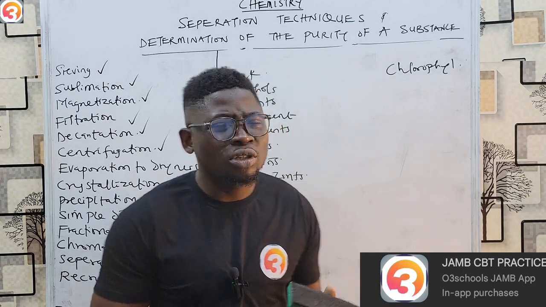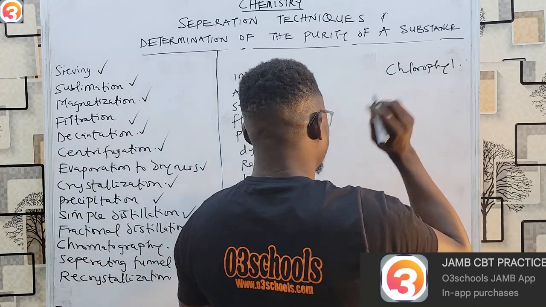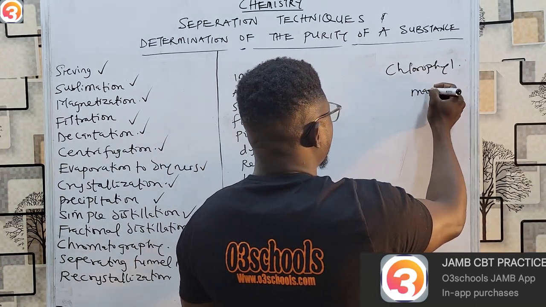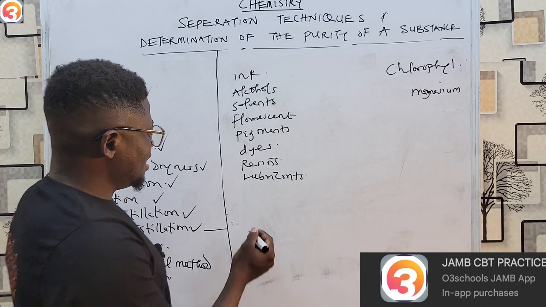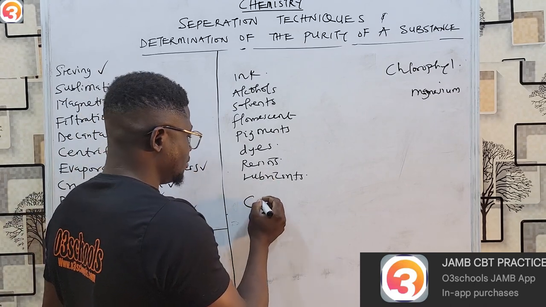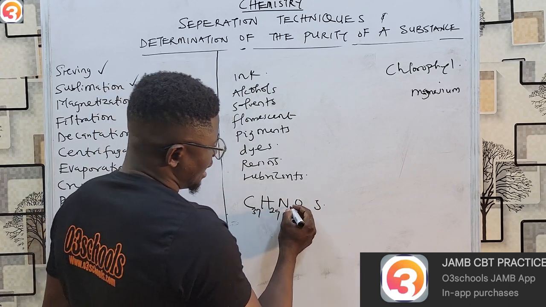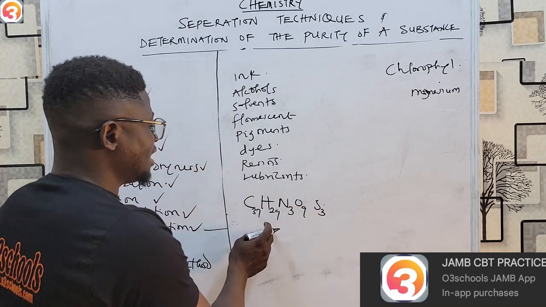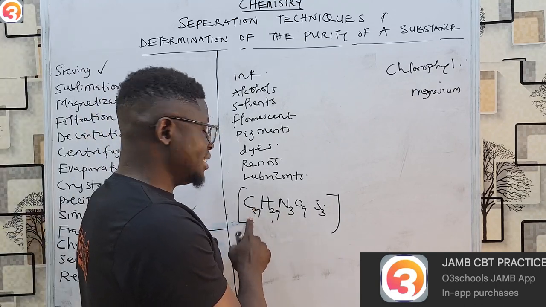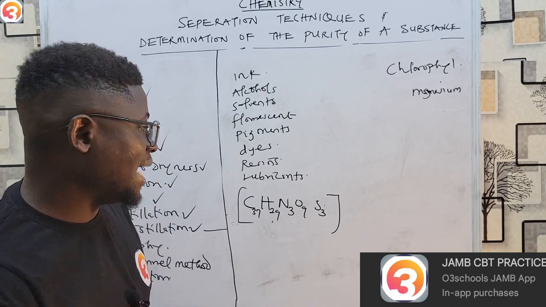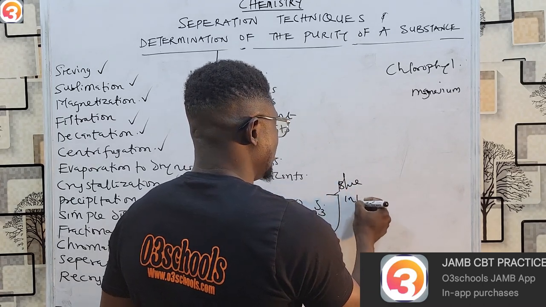So you can separate the constituents of ink and chlorophyll using chromatography. I've said that the major constituent of chlorophyll is magnesium. Now, the chemical formula for ink, especially blue ink, is C37H29N3O9S3, that is C, H, N, O, S. This is the chemical formula for blue ink. Please take note.